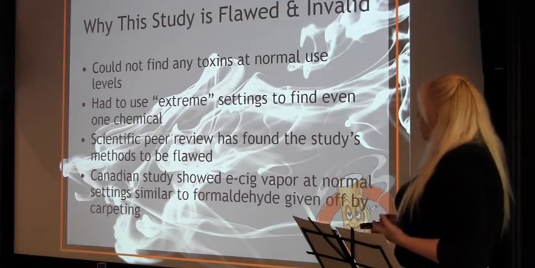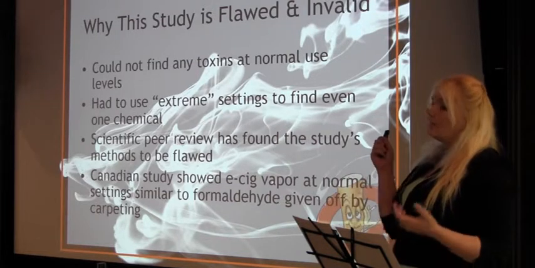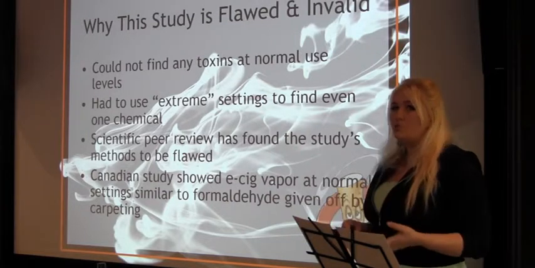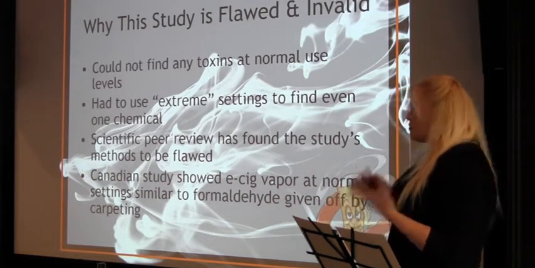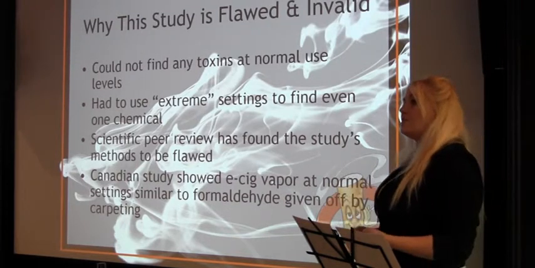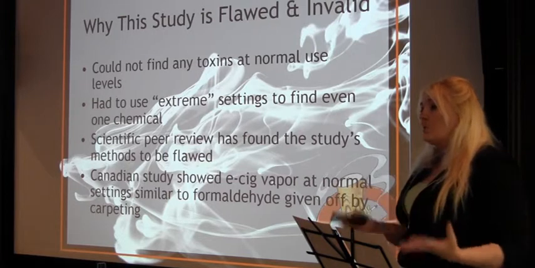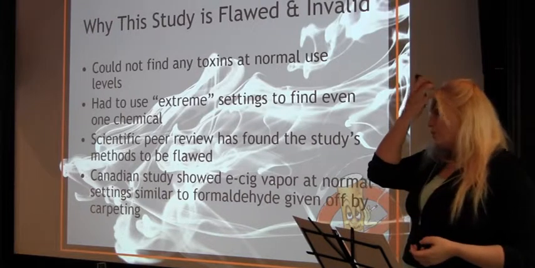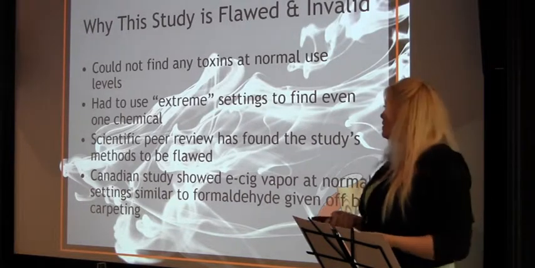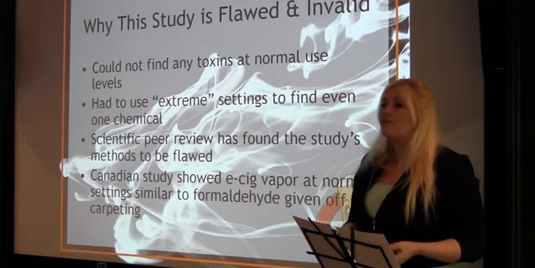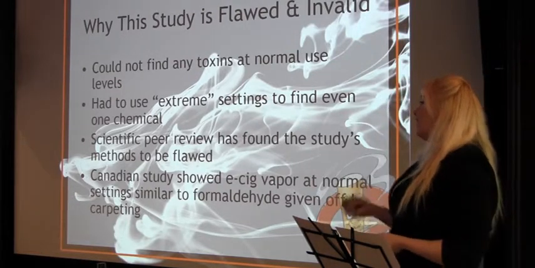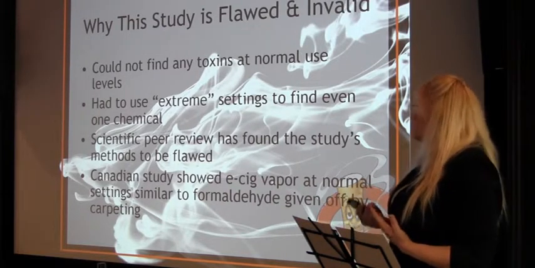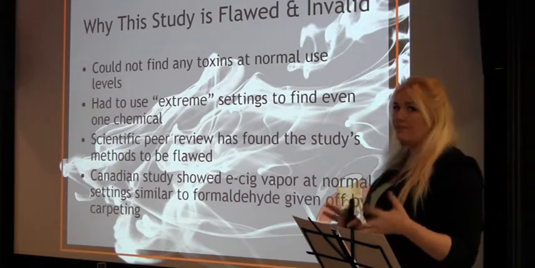So why was this study flawed and invalid? Well, in short, the researcher could not replicate finding formaldehyde when it was used at the normal level that a person who used e-cigs would normally set their electronic cigarette to. And he had to set it to extreme settings to get those levels. And when the research was reviewed by his scientific peers, they found that the methodology was flawed, they found that the results were flawed. And then a Canadian study that followed it up found that normal e-cig usage creates formaldehyde similar to that given off by carpeting.